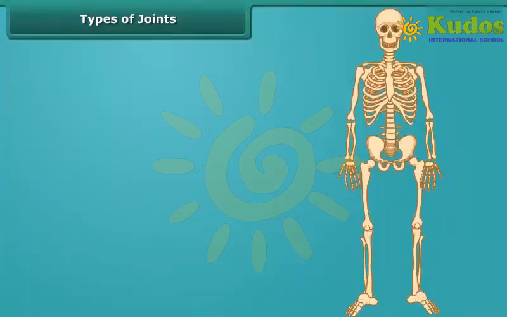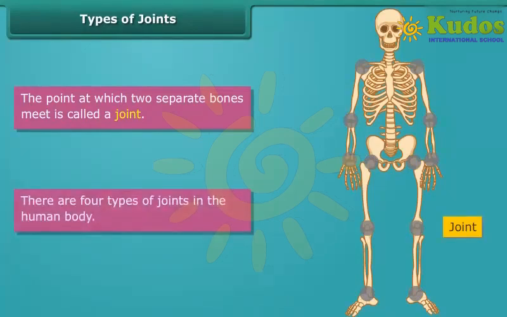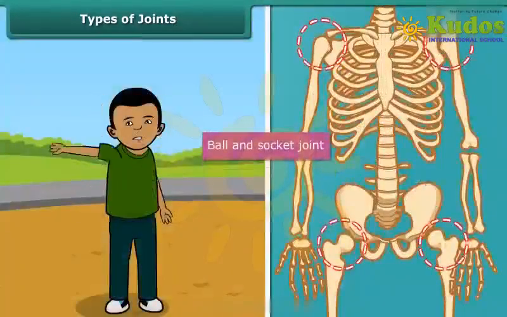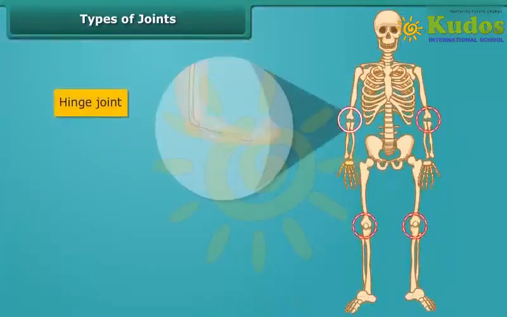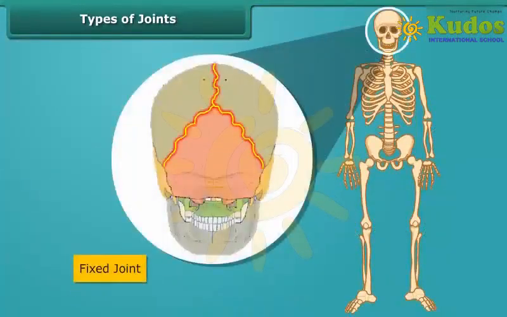Types of joints. We have just studied about the bones. Now it's time to know the joints. The point at which two separate bones meet is called a joint. There are 4 types of joints in the human body. They are ball and socket joint, hinge joint, pivotal joint, and fixed joint. Before going to learn about each joint in detail, let's have an activity.